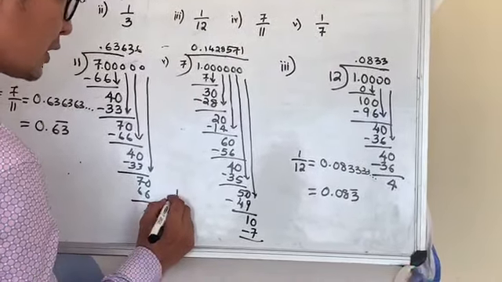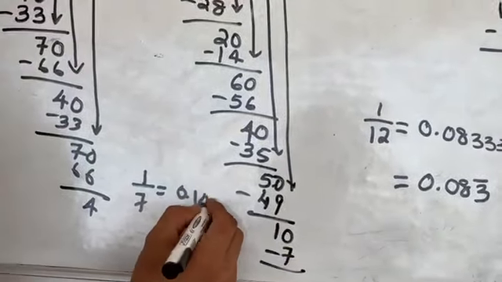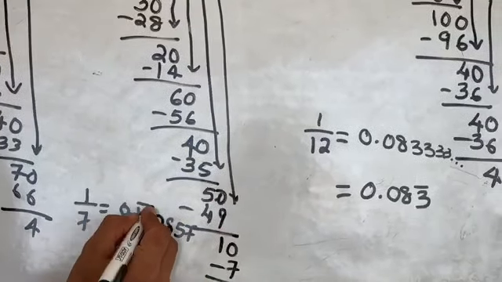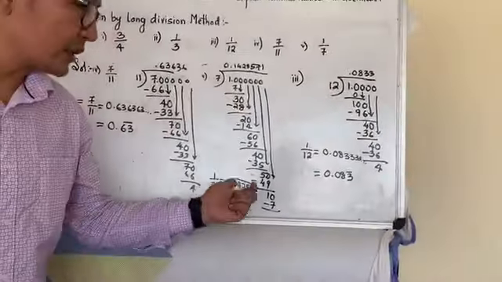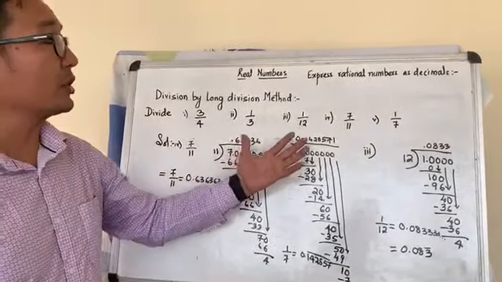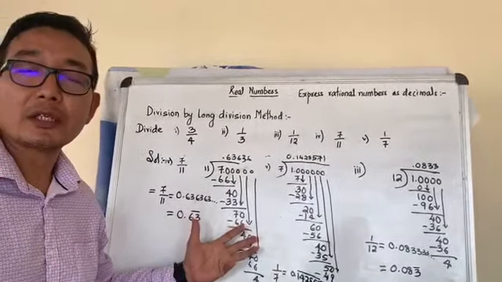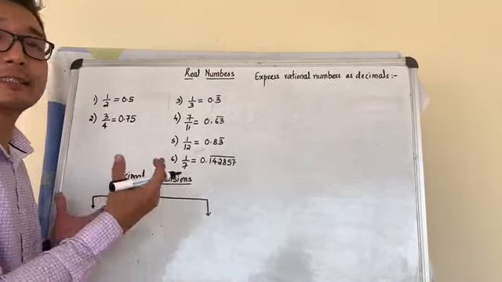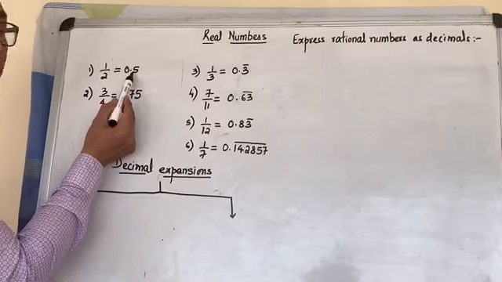So 1 upon 7 is equal to 0.142857 with a bar, meaning the digits repeat. So after 6 decimal places the number repeats again and again. So the meaning is that a rational number can be converted to a decimal by the long division method. We are able to express rational numbers in decimal form, right? For example, 1 upon 2 is equal to 0.5.